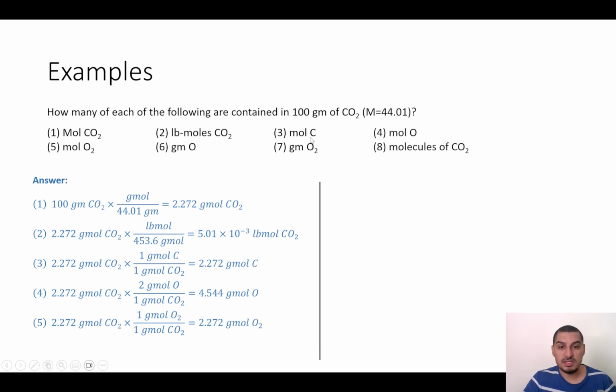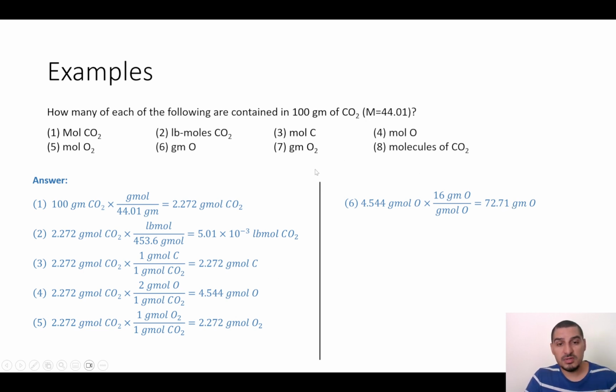For number 6 and 7, they are going to be nice to know. For number 6, we need to know how many grams of oxygen atoms. For oxygen atoms, we have 4.544 gram moles. We can use this number to calculate the mass. So the mass is the number of moles multiplied by the molecular weight. This is oxygen atom, so it's 16. So it's going to be 16 gram oxygen per gram mole of oxygen. So this will give us 72.71 grams of oxygen.